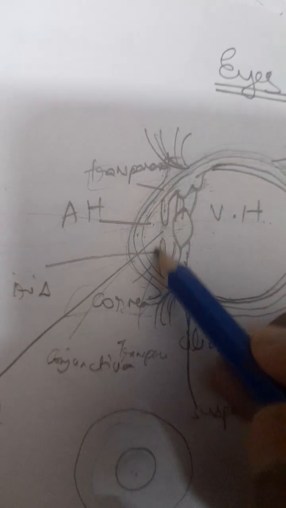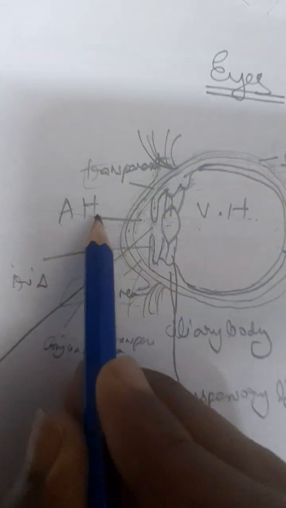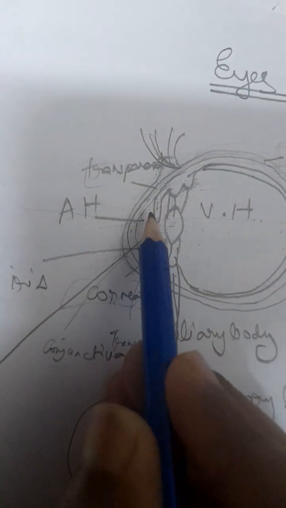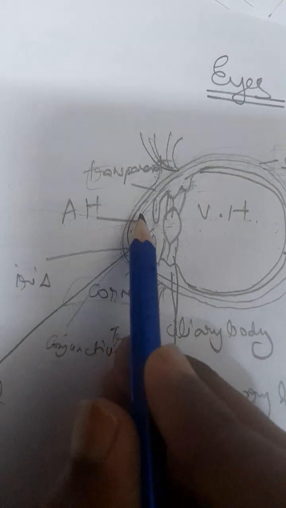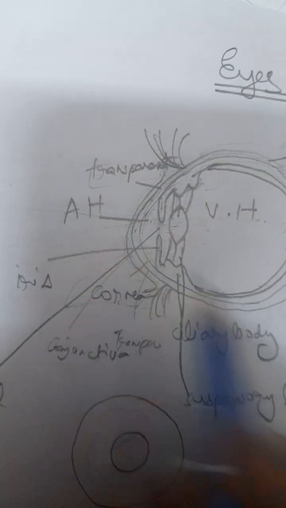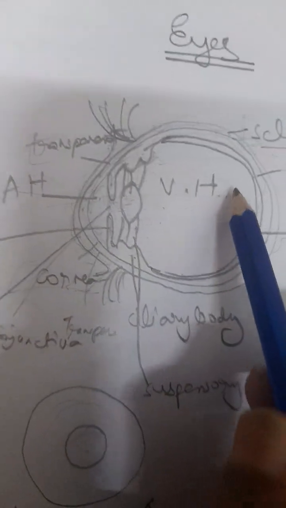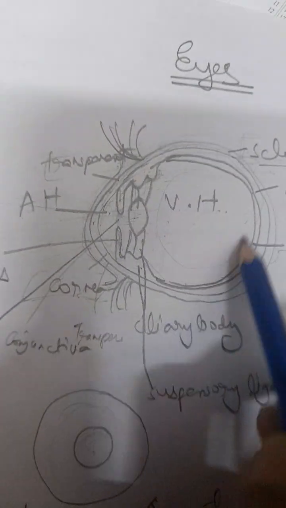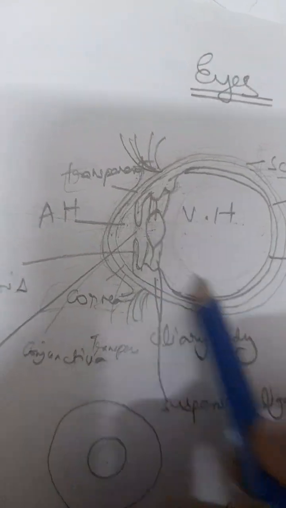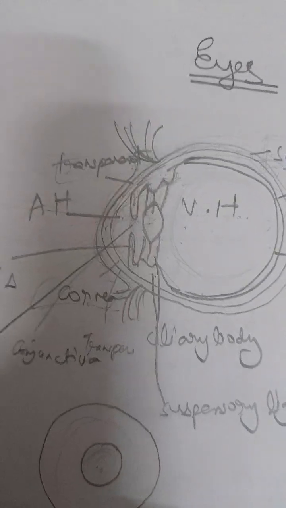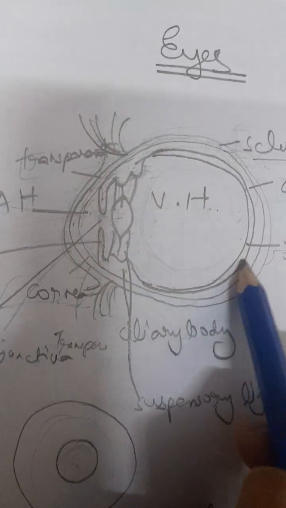Now what is the function of this aqueous humor? This aqueous humor keeps the lens moist and also it refracts light. It forms a concave structure, so when light rays enter it, the aqueous humor refracts the light. And what is the function of the vitreous humor? It helps in keeping the shape of the eyeball. Vitreous humor is a jelly-like substance in the eyes, which helps in keeping the shape of the eyeball. It also protects the retina and the nerve endings.